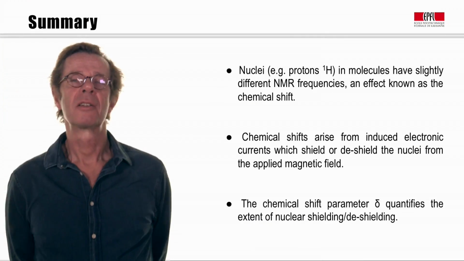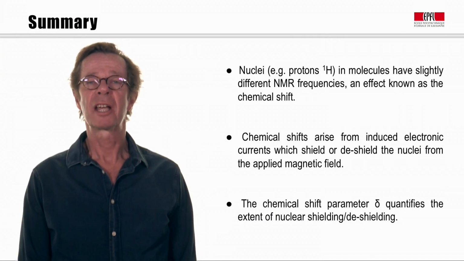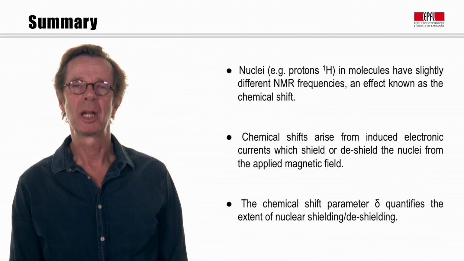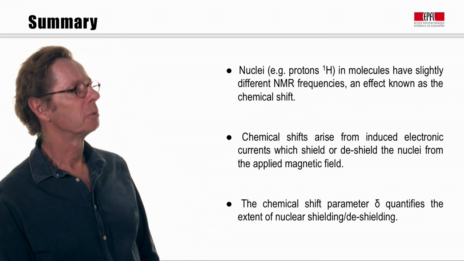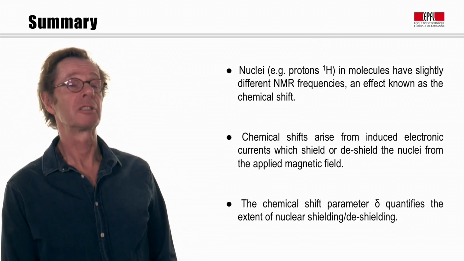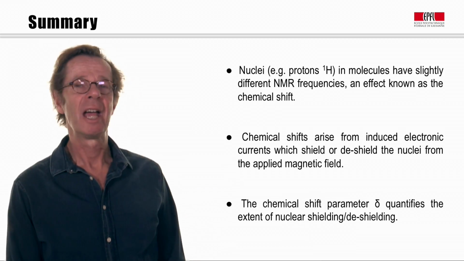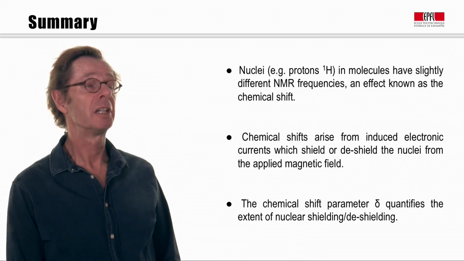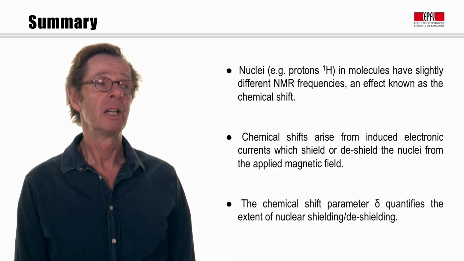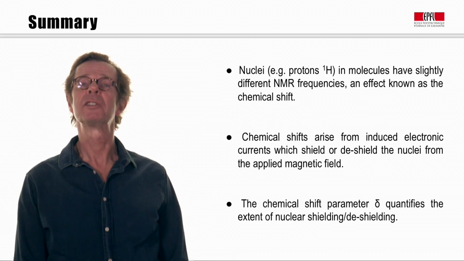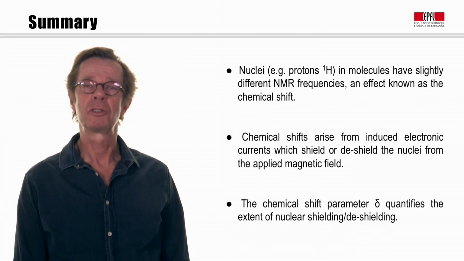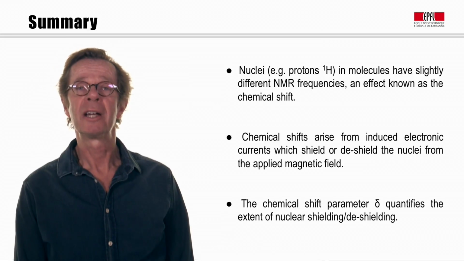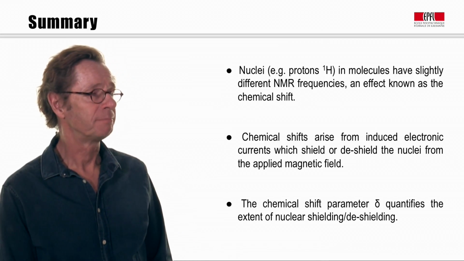So, to conclude this second chapter of Peter Hore's little book, let's look at the summary that the author has put together at the end of the chapter. First of all, we notice that nuclei, such as protons, are embedded in molecules and that they may have slightly different NMR frequencies depending on the environment, an effect that is known as the chemical shift. Such effects occur not only for protons but also for carbon-13, nitrogen-15, phosphorus-31, and depending on the sort of system that we're looking at, silicon-29 and many other nuclei in the periodic table.